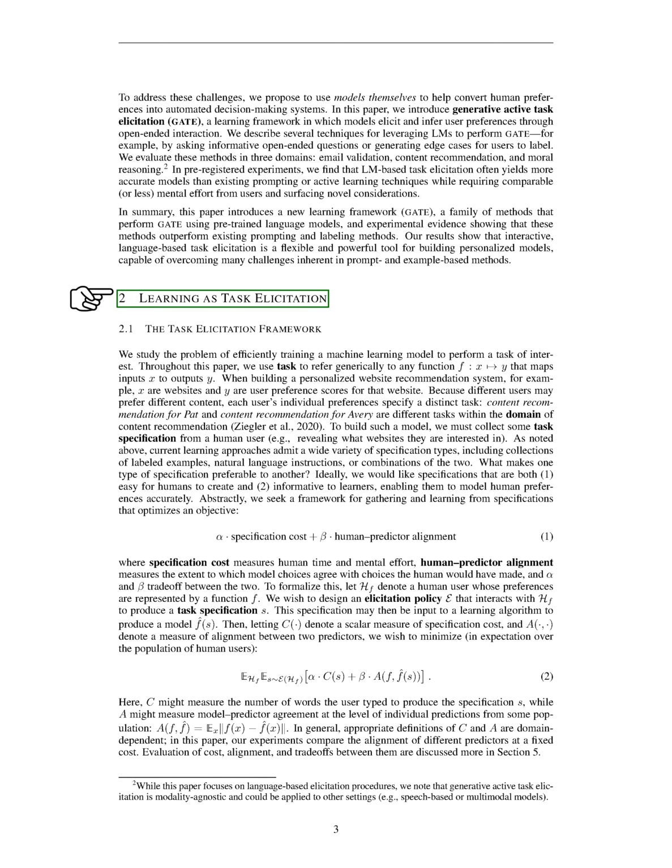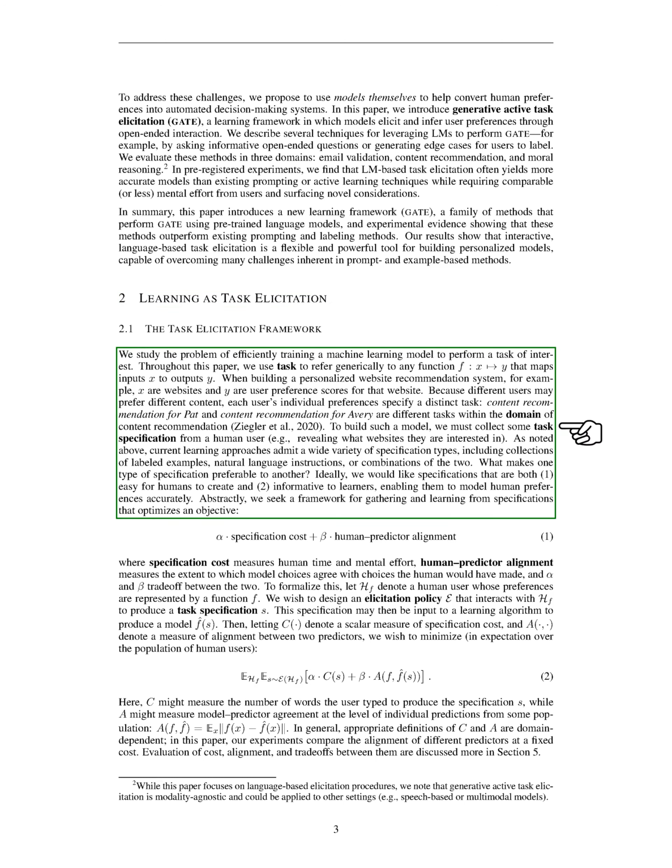Next, we'll discuss the concept of learning as task elicitation. We'll explore the problem of efficiently training a machine learning model to perform a task of interest. In this context, a task refers to any function that maps inputs to outputs. For example, when building a personalized website recommendation system, the inputs are websites and the outputs are user preference scores for that website. Because different users may prefer different content, each user's individual preferences specify a distinct task.